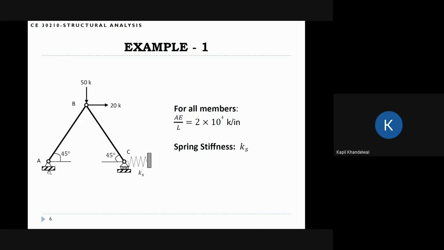Just think about the support conditions. So this is like a pin here, so this support cannot move in any direction. But there is a roller here, so support C can move horizontally. Okay. So these are the support conditions, and we want to analyze this system and understand the stability of the system.